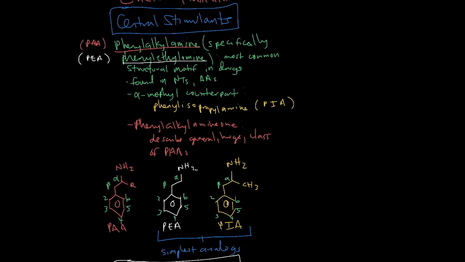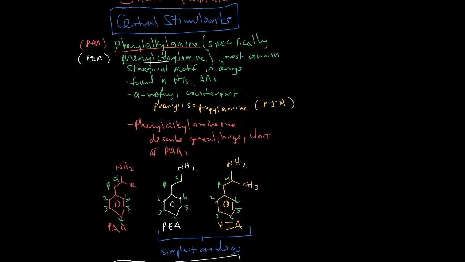Okay, so first we're going to talk about central stimulants. In the handout, it states that phenylalkylamines, specifically phenylethylamine, are the most common structural motif found in drugs. They're found in neurotransmitters, here abbreviated NTs, and amino acids, abbreviated AAs. The alpha methyl counterpart is termed the phenylisopropylamine, PIA.